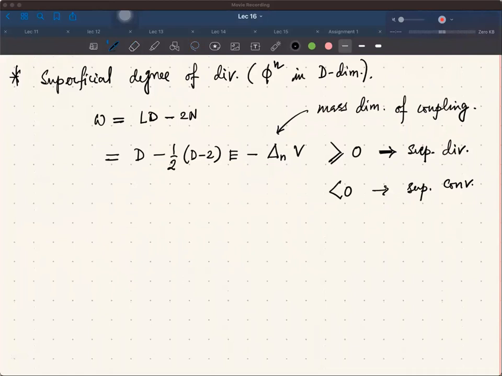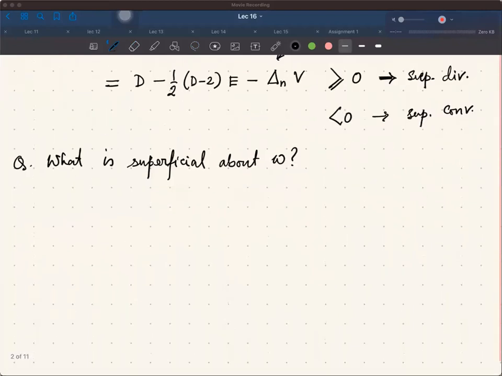Now, the question that we're going to ask now is, what is superficial about omega? Of course, if the graph is superficially divergent, then there is a momentum divergence, because the power of momentum in the numerator is bigger than the power of momentum in the denominator, and there is no way you can avoid the divergence. So superficially divergent graphs are truly divergent.